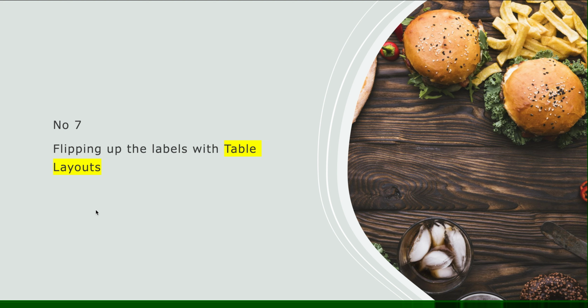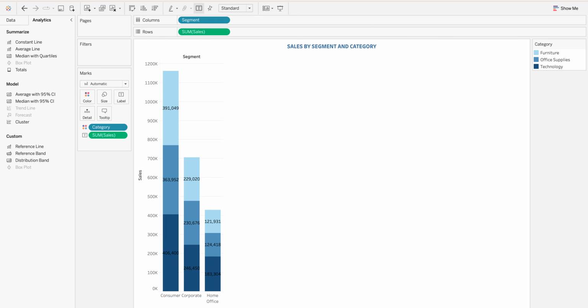And then the next trick here is flipping the labels with table layouts. When you have a visualization, the segment names are at the bottom, and sometimes you don't want to have them at the bottom for one reason or the other. You want to have them at the top here. It depends on the user, but sometimes you want to have all these names at the top.